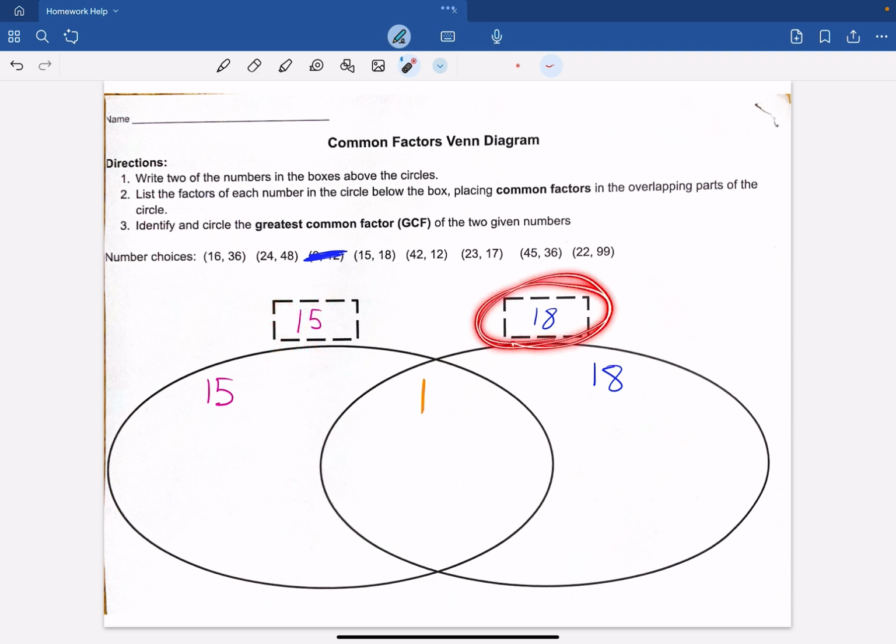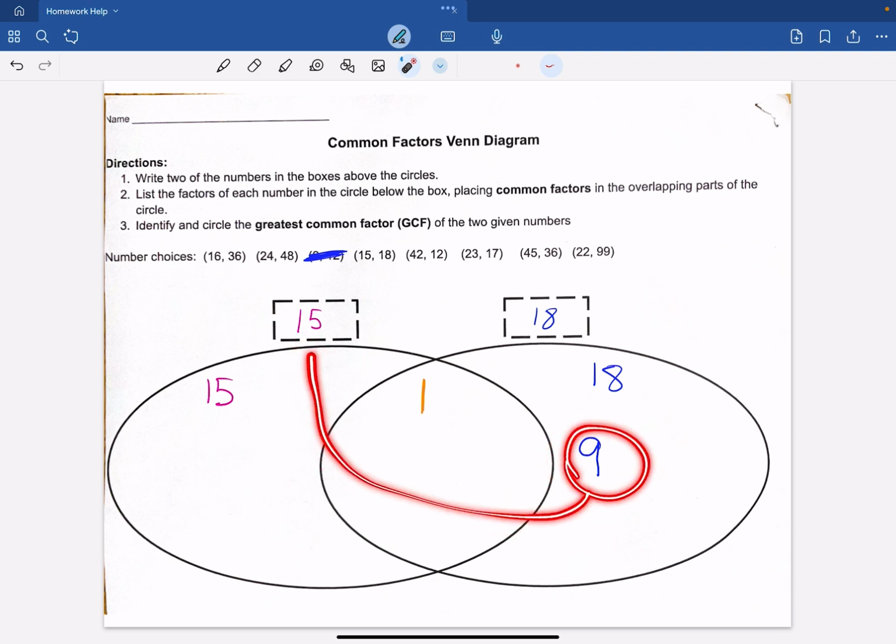Can I multiply anything times 2 to get to 18? And the answer is yes. 18 is even, so I can divide 18 by 2 and get a whole number. I know that 18 divided by 2 is 9. So there is a factor of 9 over here on the side for 18. I can't do 9 times something and get 15, so 9 is not going to be a factor of 15. It will only be a factor of 18.